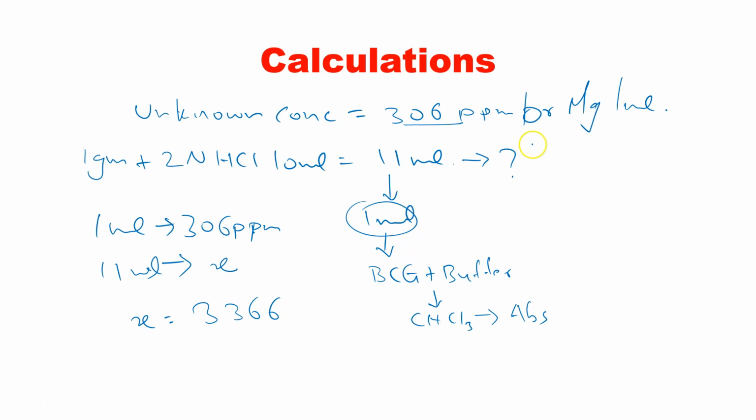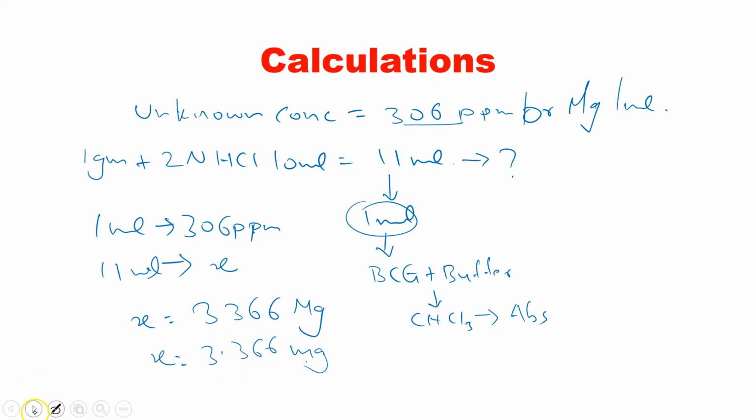Earlier it was microgram per ml, right? Now we have calculated for 11 ml, so it is a total value, the total alkaloidal content. Now we need to convert it to milligram. For conversion into milligram, divide it by 1000. Once you divide it by 1000, it becomes 3.366 milligram. Here it is microgram, so I have divided it by 1000 and I got the value, that is 3.366 milligram.